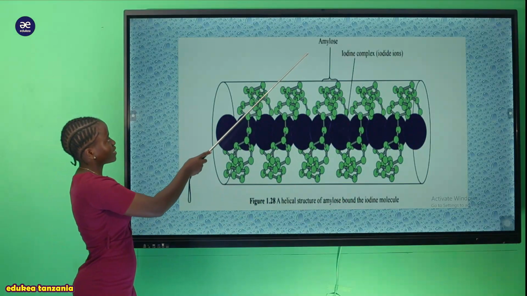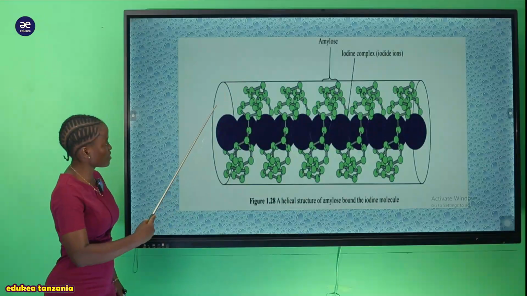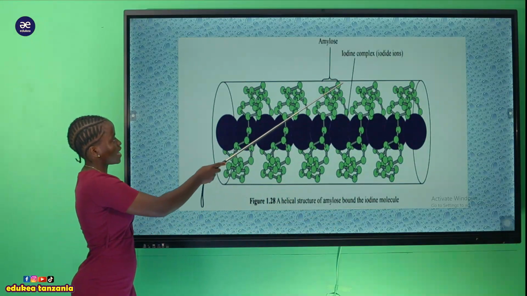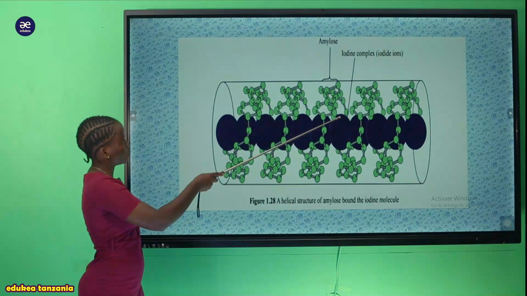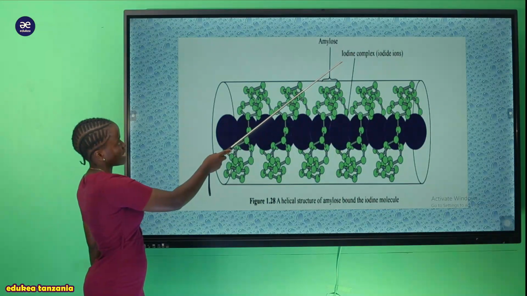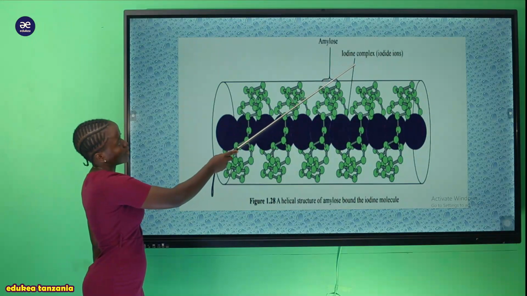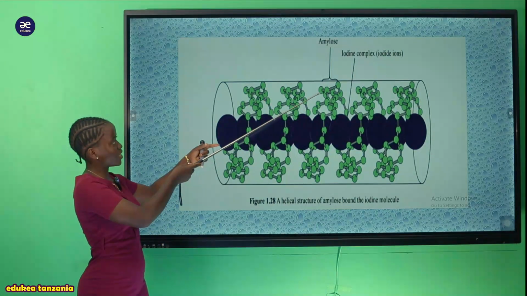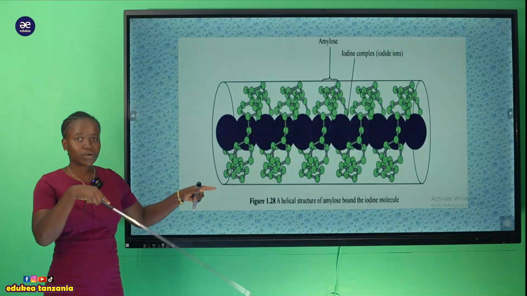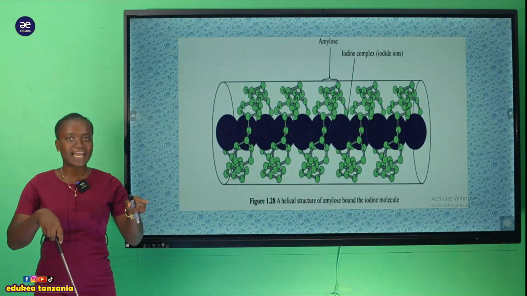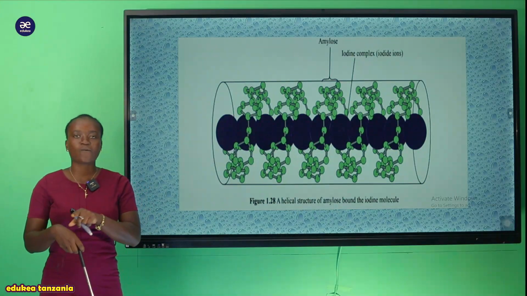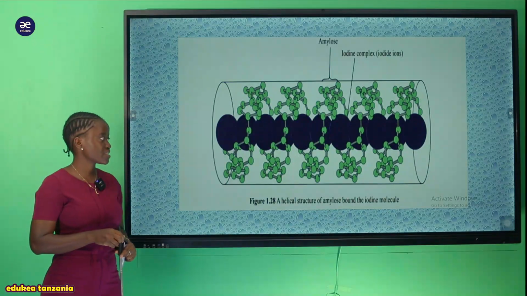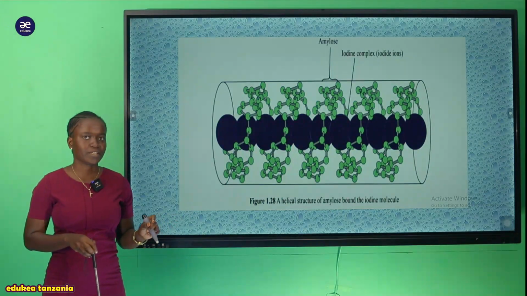So all of this structure is the amylose. But this one, which seems like a blue, is the dark blue. This is the iodine complex, that is the iodine ion. So when it joins with this amylose structure, it makes the dark blue color, which you can see or observe in your experiment. So that is how it is formed.